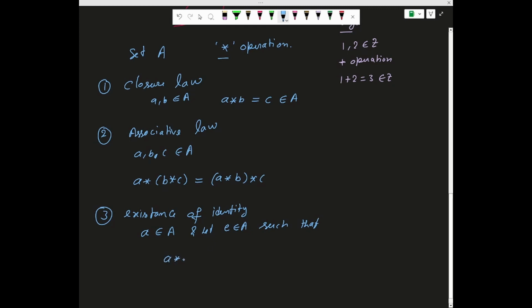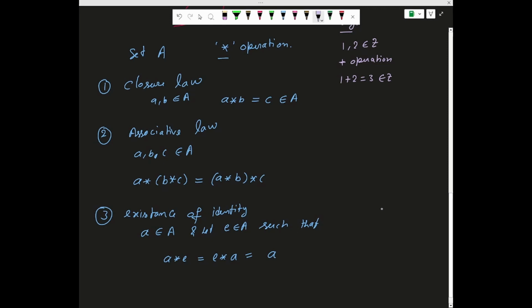A star E is A, irrespective of the order. Capital is the complete set, sorry. So it's going to A. There is no impact on the element on which, between E and A, we are taking the star operation. Sorry, my throat is creating a bit of a problem. Alright, so it means this E is identity.